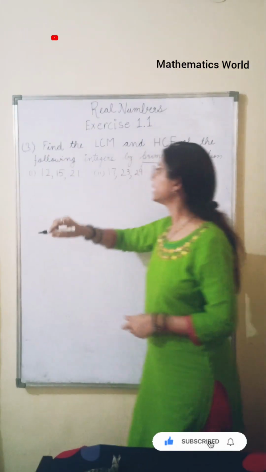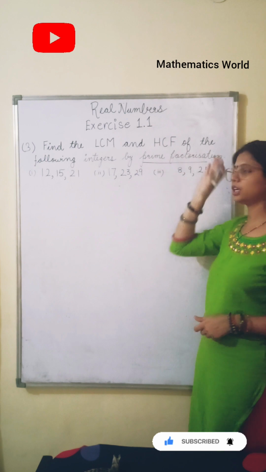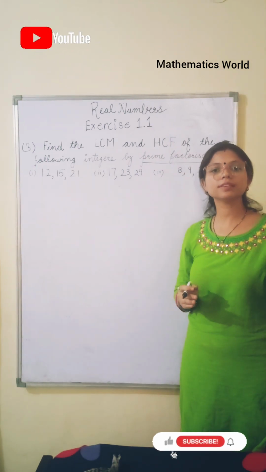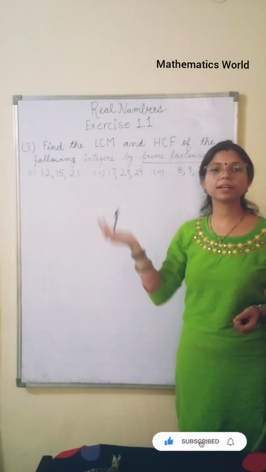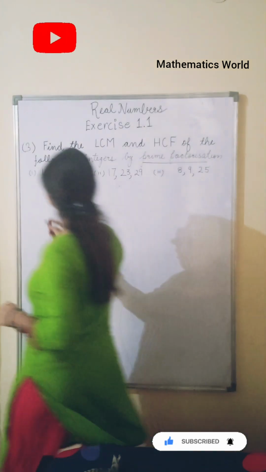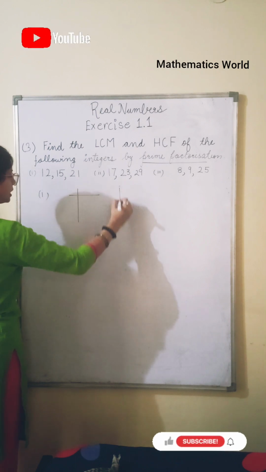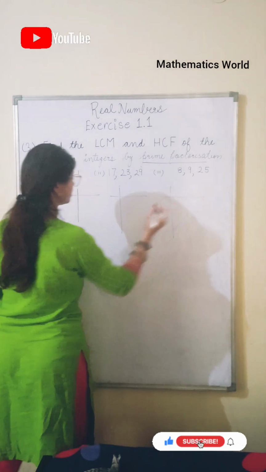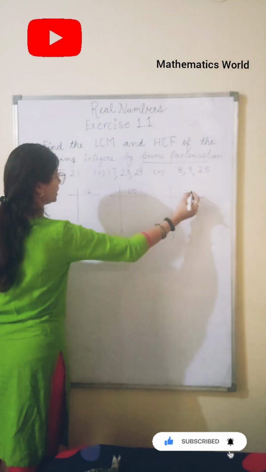Okay. That is, we have to find the LCM and HCF of the following integers by the method of prime factorization. Now, in the questions we were doing earlier, we only had to find the HCF and LCM of two numbers. Here the numbers have become three. We have to find the LCM and HCF of triplets. So what will we do? We first factorize all three numbers separately. Right? So 12, 15 and 21.